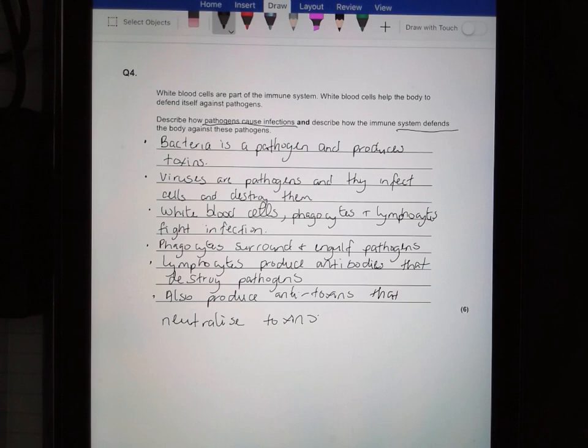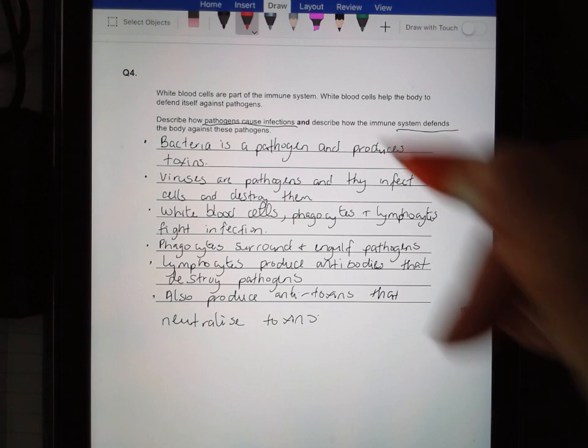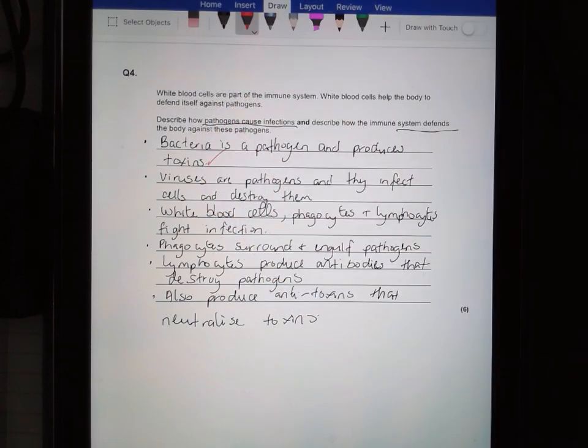Okay, so I've just written one answer here, but there are lots of things you can say as long as you're making multiple points. The first part is describe how pathogens cause infections. I've started by giving an example of a pathogen. I've picked bacteria. I said bacteria is a pathogen and it's going to produce toxins. That's how bacteria works. And then I've picked another pathogen.